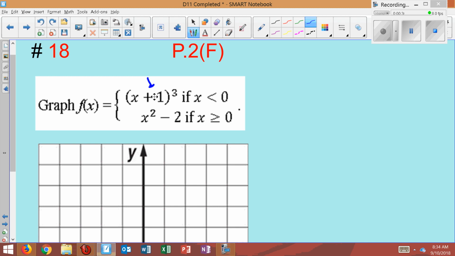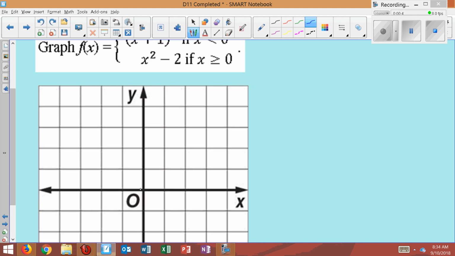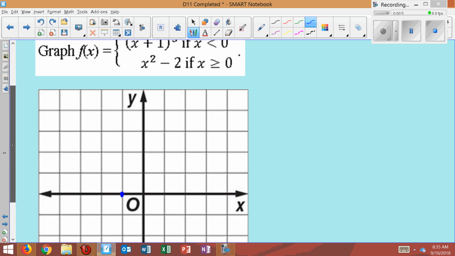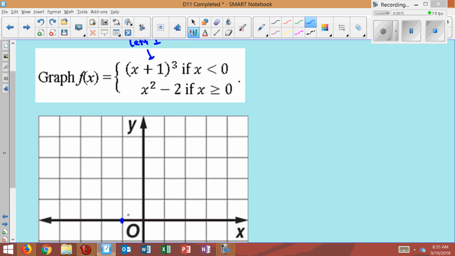This is on the inside, so since it's inside, it's horizontal, and horizontal is backwards. This is going to be left 1 unit. So what we have is an S curve, because that's what cubes look like. An S curve that's shifted left 1 unit. So if I go left 1 unit, we'd have a point there. And now from here, at every unit you move over, either to the left or the right, you cube the value.